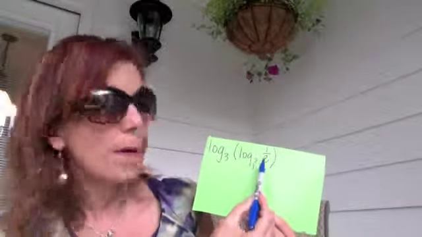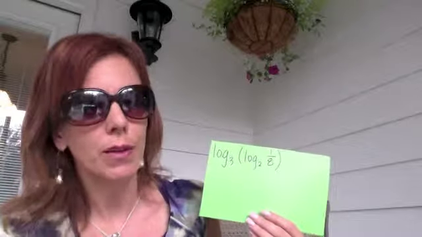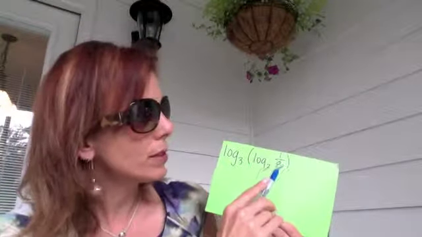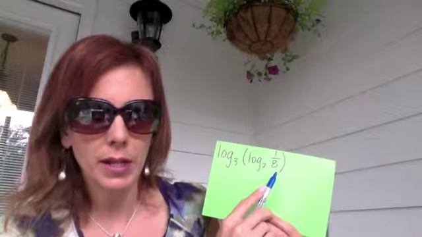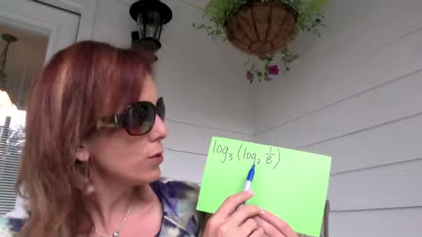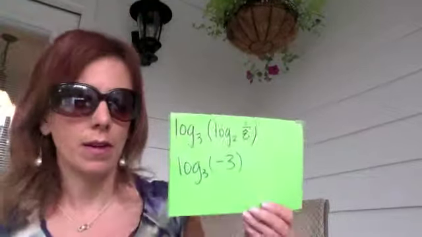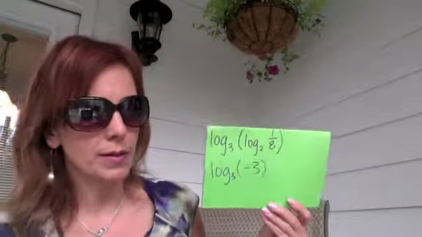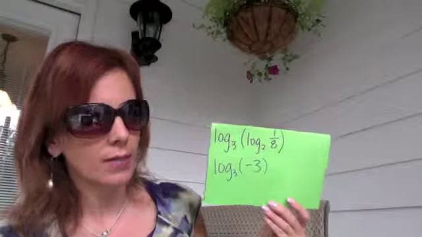Well, 2 to what power gives me 8? You know that. That's 3, right? But to bring it to the denominator, we need something negative. So this would be 2 to the negative 3rd power would be 1/8. So this whole thing is log base 3 of -3. Okay. And so we want to evaluate this. Log base 3 of -3.